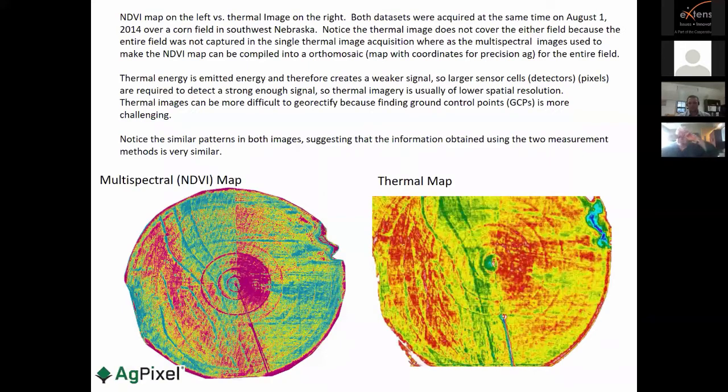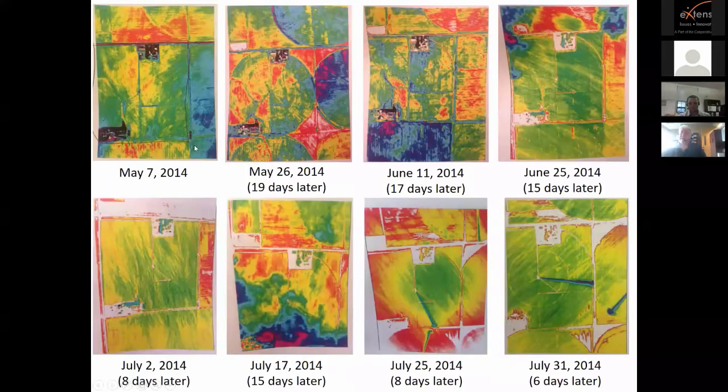All right, some of you may be interested in thermal. I thought I would throw in just a couple of slides as I wind up here on thermal, and that is that this is a cornfield, this is a thermal image, and this is an NDVI image. And you can see that the two look very similar to one another. This is a cornfield in Nebraska. There were 12 thermal images flown over a field near this one, and this was flown on May the 7th, and you can see the different dates here going across, and you can see that the thermal imagery is highly variable from date to date.